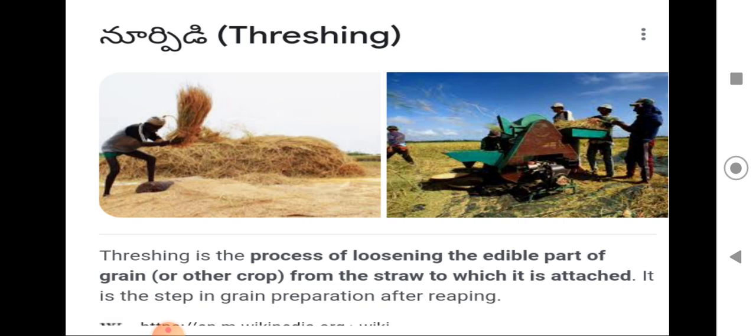See here how they will do it. They will just beat it. The grains will be there along with the straw, the edible part of the crop. So they will beat it on a hard stone so that the grains get separated. Even threshers are used. You see, machines are used, and even by hand it can be done.